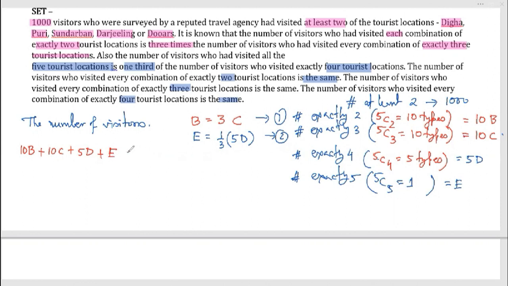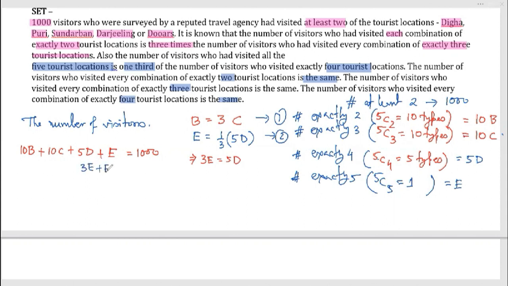This summation is given as 1000. This is the total data. And there are 2 other pieces of data that I have received. B is equal to 3C and the second data is 3E is equal to 5D. Now I can simplify it. In place of 5D, I can write 3E.